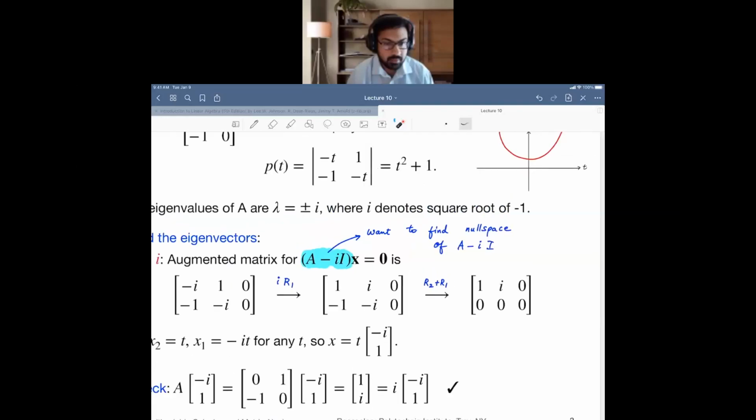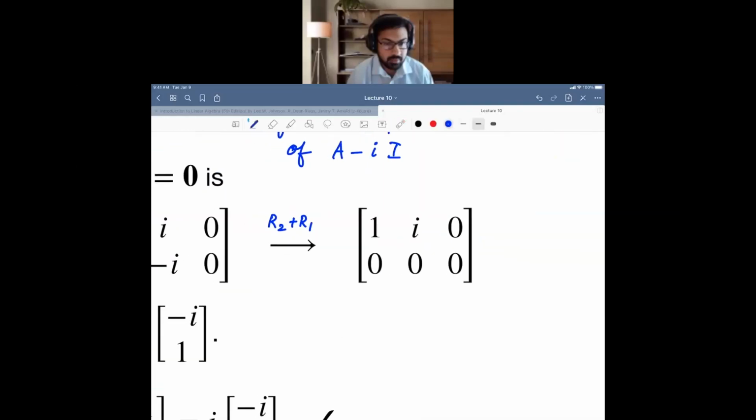From here, I can read out the solutions now. So I can use this and say, all right, if I use the first row here, I know that x1 plus i x2 equals 0. And x1 is my leading variable in this row reduced echelon form matrix. So I let x2 be a t, some arbitrary value, and then that implies that x1 is going to be negative, negative it, right?